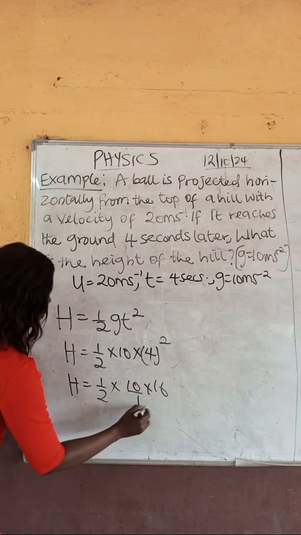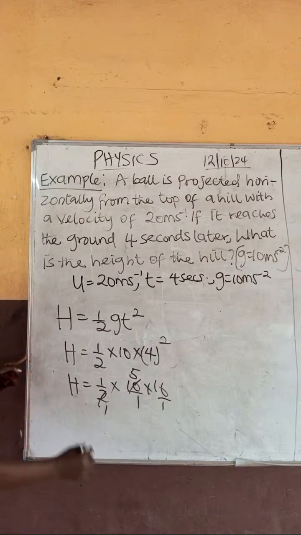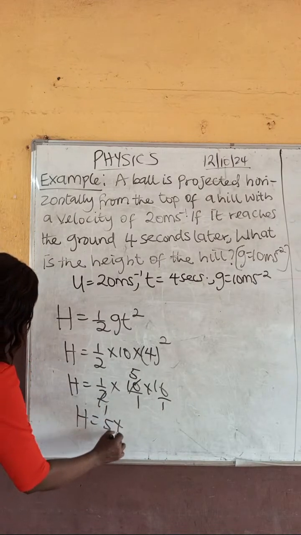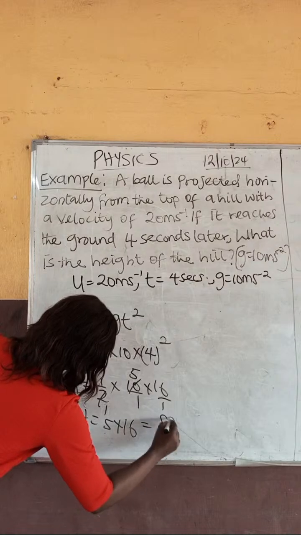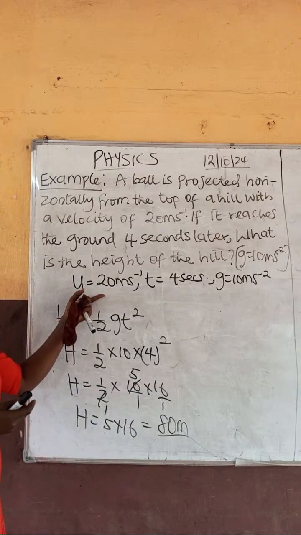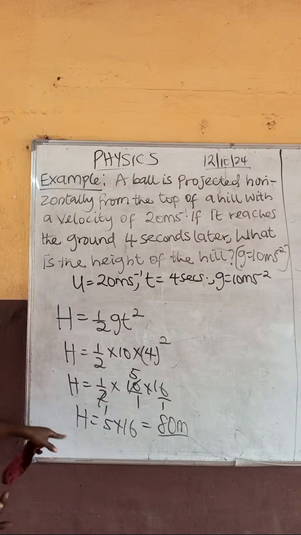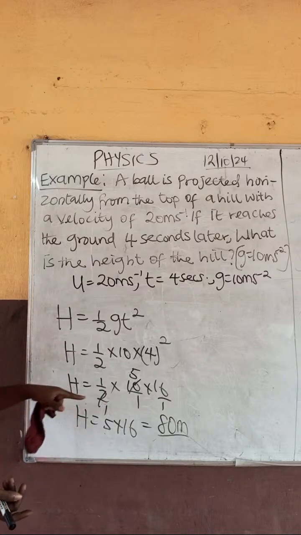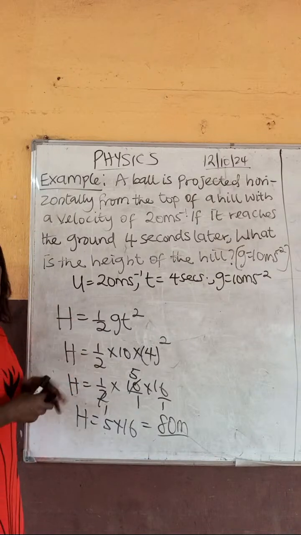Now, this is over 1 and this is over 1. So this can cancel: 2 into itself 1, 2 into 10, I have 5. Then h is equal to 5 times 16, and 5 times 16 is going to give me 80 meters. Now, because we are considering horizontal projection, we are not making use of this velocity, but they gave us the velocity because the object was in motion, right? So this is how we can get the height of the hill where the ball was projected from. So let's look at more examples on this horizontal projection.